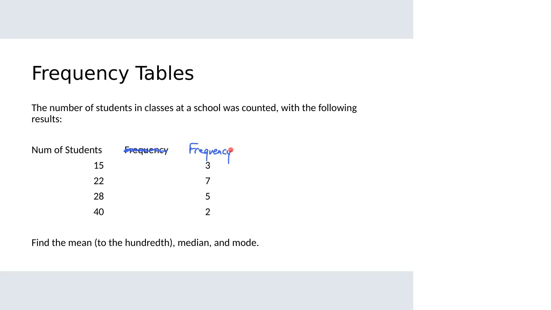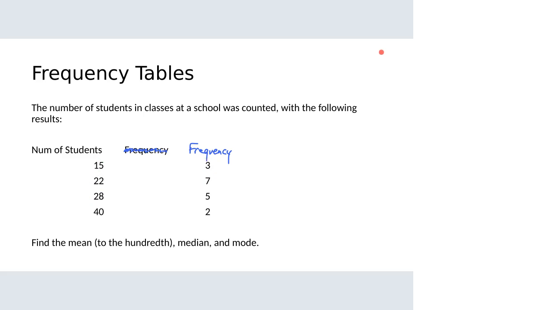The number of students in classes at a school was counted with the following results. So what was happening is the principal was walking around the building with the clipboard, writing down how many students he saw in each classroom. And the way that this frequency table works, the information it gives to us is that he saw 15 students in 3 of the classes. He saw 22 students in 7 of the classes, 28 students in 5 of the classrooms, and 40 students in 2 of the classrooms.